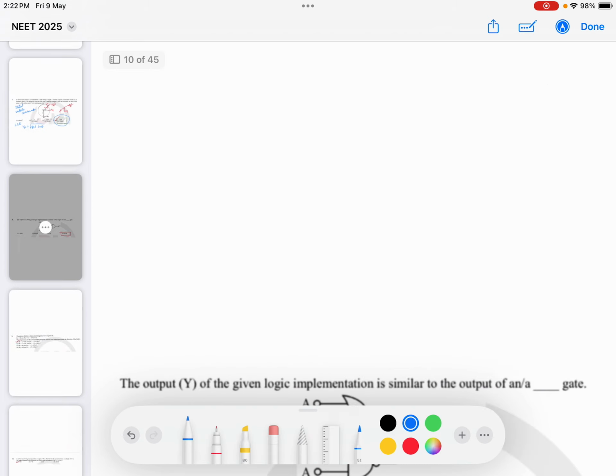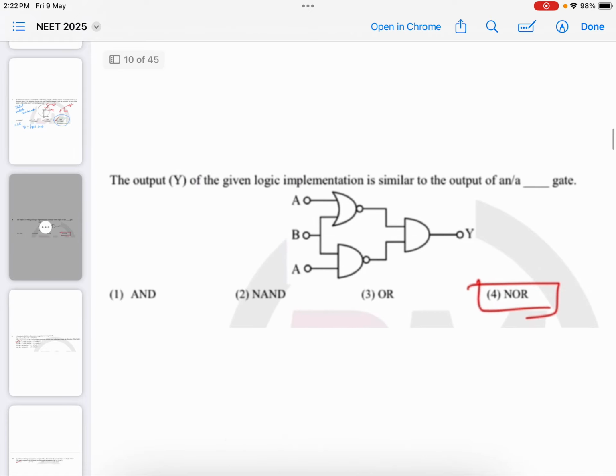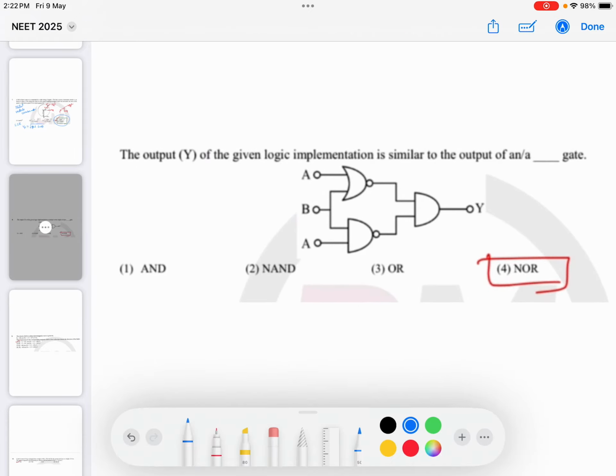And the next question, which belongs to semiconductors. Topic is very easy.